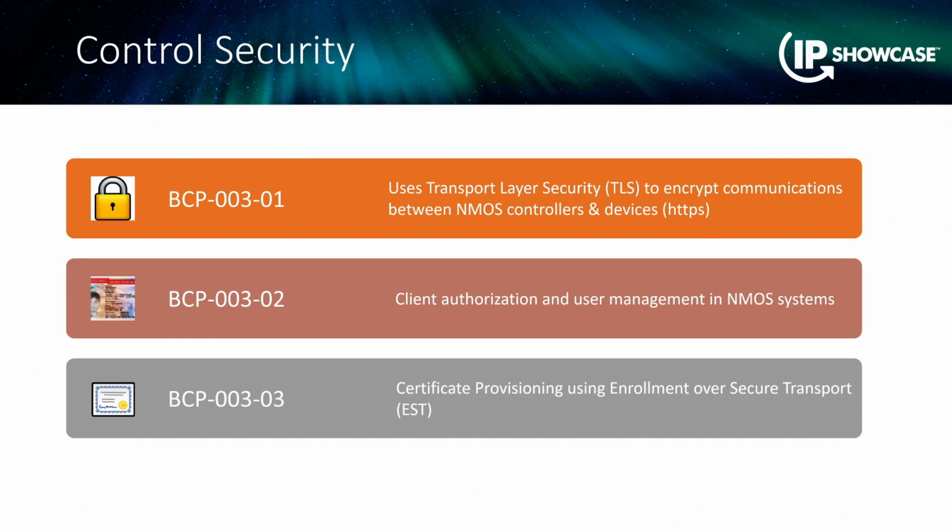dictates how to do client authorization. So how do I handle things like roles? How do I allocate responsibilities for individuals? And then the last one is certificate management. Anytime you're doing HTTPS, you've got a security certificate, and it's a bit of a pain to manage this manually. So this specifies a method using EST, enrollment over secure transport, to automatically deploy certificates and automate that whole function.